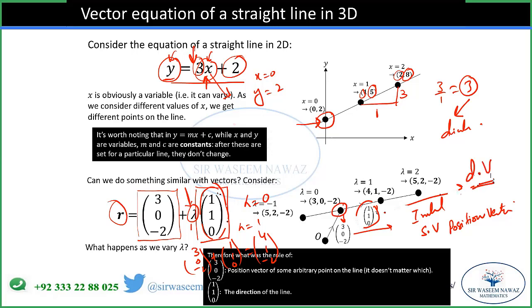Now remember two things. This vector with a constant vector without some variable, this is your initial vector, starting vector, position vector. And this vector with the variable lambda here, this is called a direction vector. So this (3, 0, -2) is the position vector of some arbitrary point, and (1, 1, 0) is the direction of the line, or we call it a direction vector.